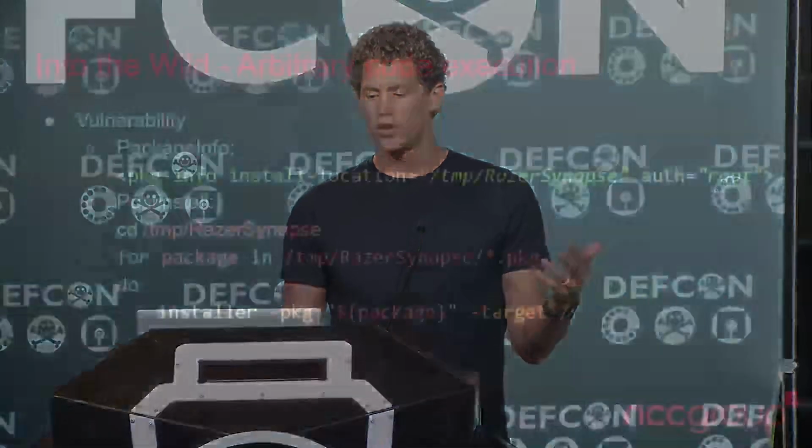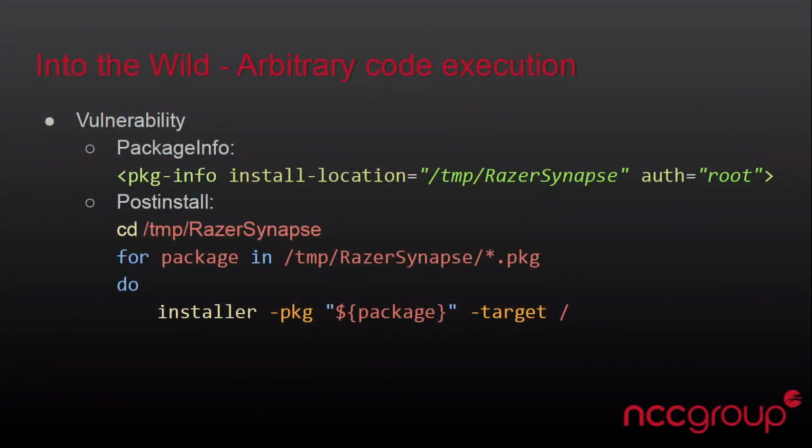Next, we have a vulnerability where the package info says we're going to extract the payload into /tmp, specifically this Razer Synapse place, using root privileges. We're running as the root user, so you don't even need sudo here. Everything just runs as the superuser. During the post installation, we're going to change into that directory, and then we're going to look for *.pkgs and install them, once again with root privileges.